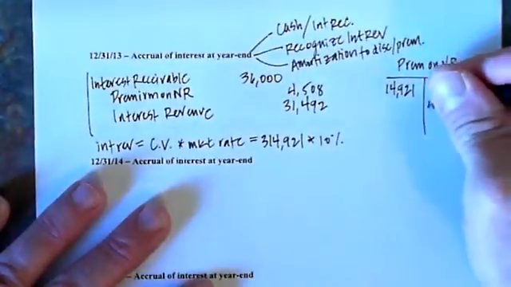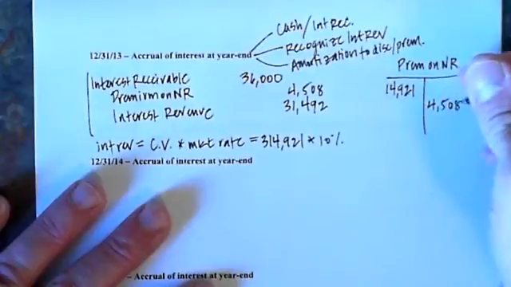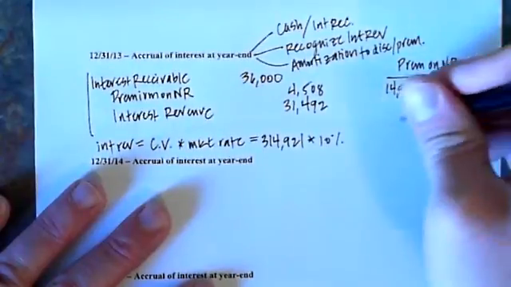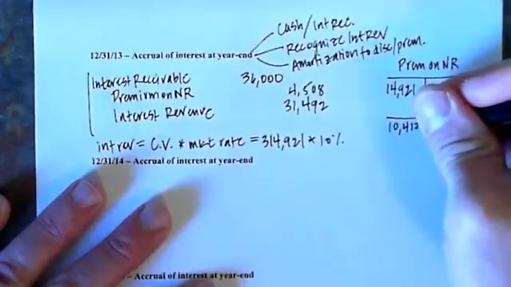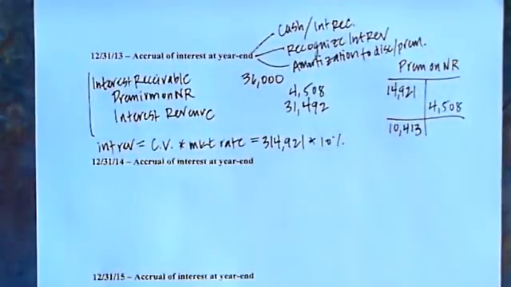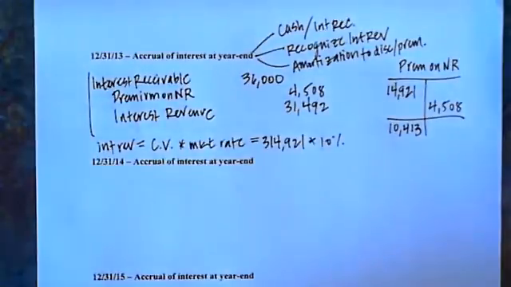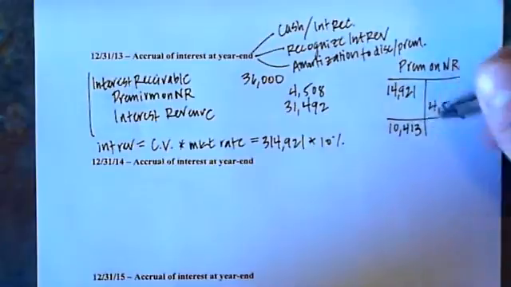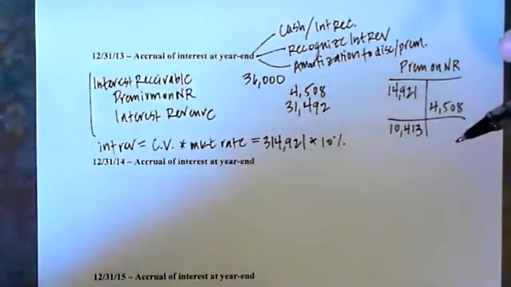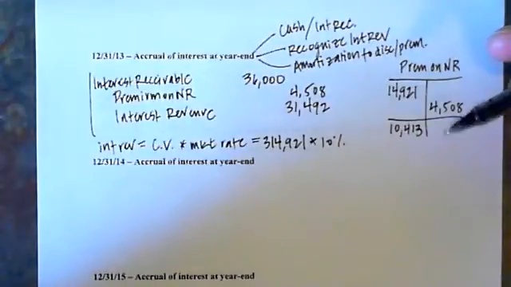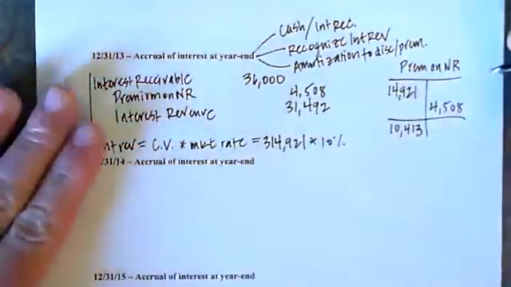So we reduce the premium account since we just logged a credit, and the remaining balance is $10,413. This informs a new carrying value. Remember, I said you don't really have to keep track of the note receivable. Its value doesn't change, but this will change over time.